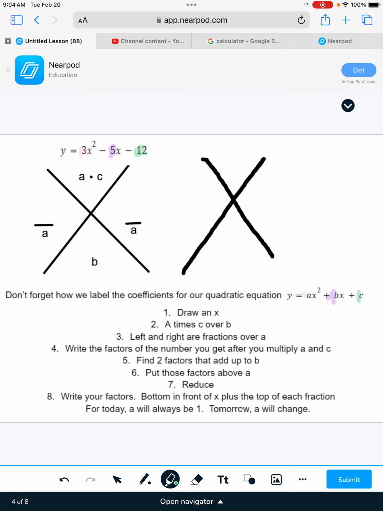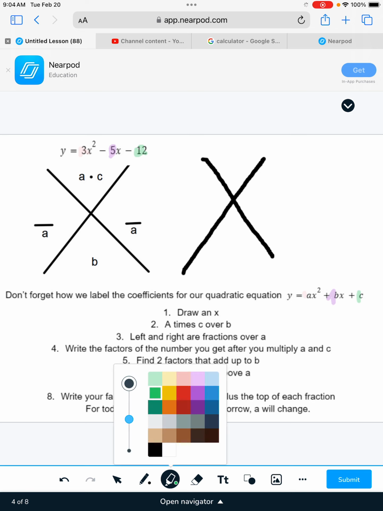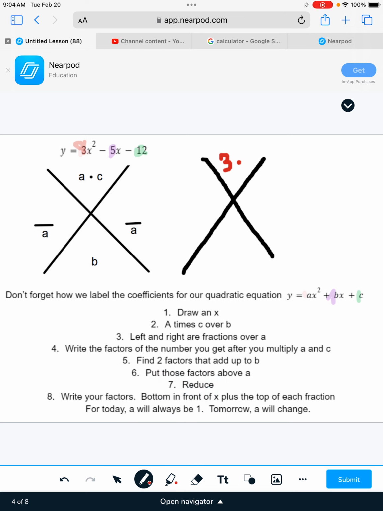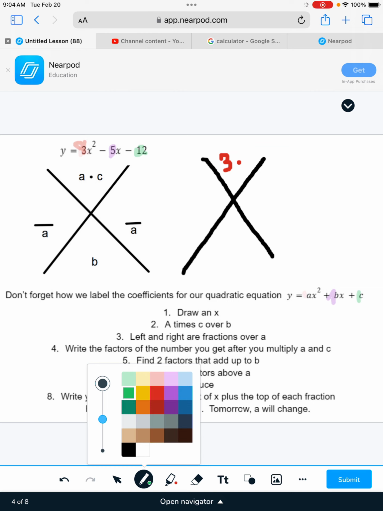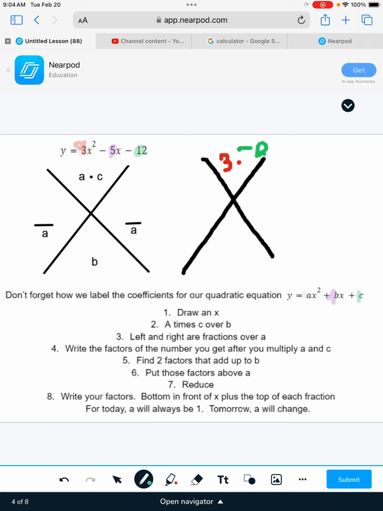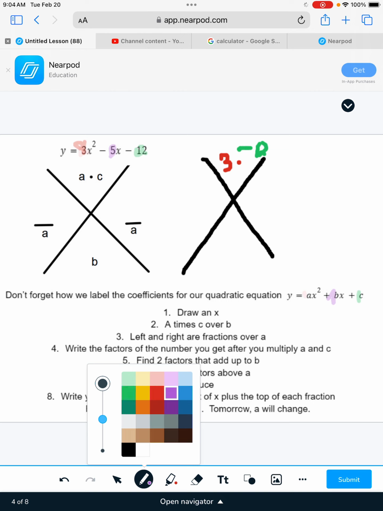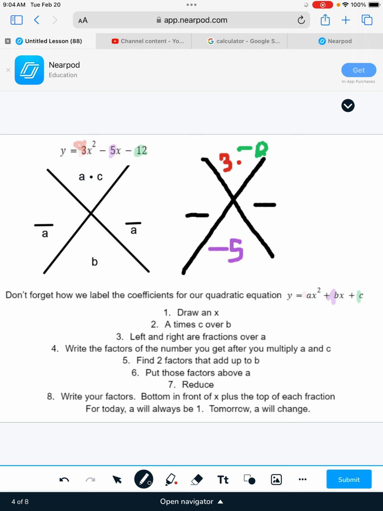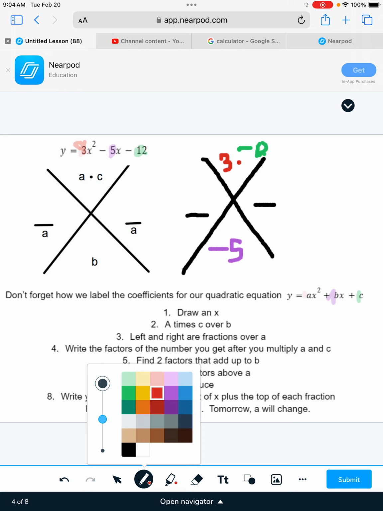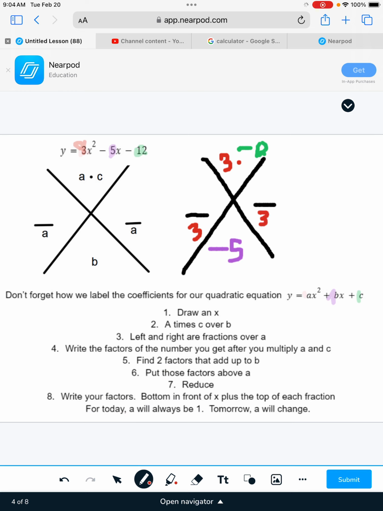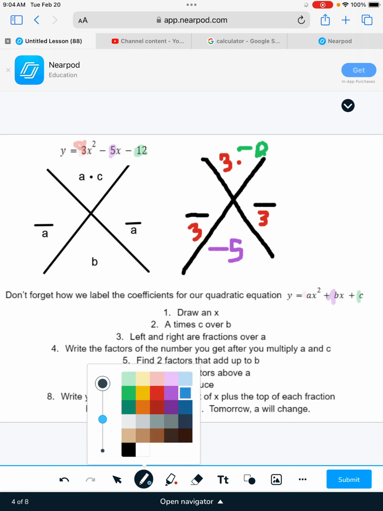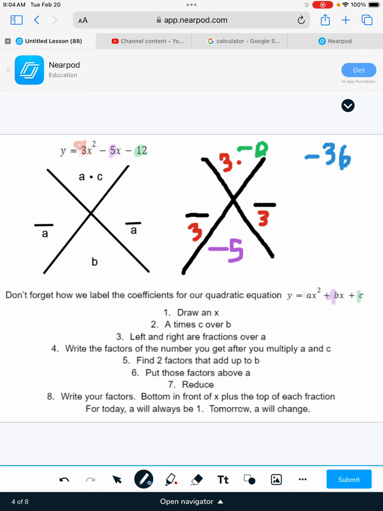So let's do it. A times C. Up here on my equation, my A is that 3. So I start with my 3. Then I multiply by my C. My C here is negative 12. My B, the thing on the bottom, is negative 5. And on each of these sides, I've got a fraction with that A underneath it, so I've got a 3 and a 3. My goal here is to set this up and start solving it. So 3 times negative 12 is negative 36.